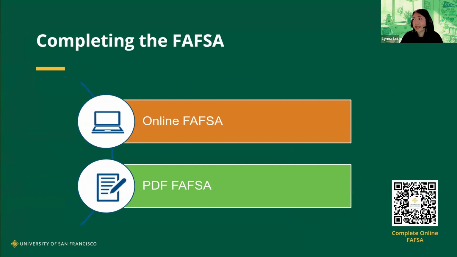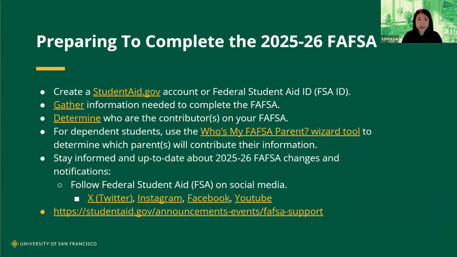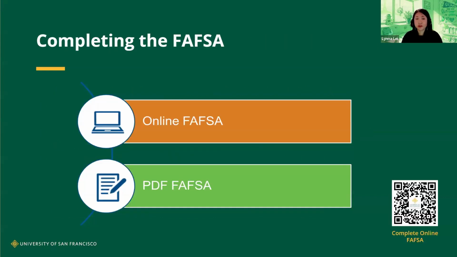So to complete the FAFSA, you have two options. Students can complete their FAFSA online, and then there's also a PDF paper FAFSA that students can submit via the mail. We highly suggest that students use the online version because it is quicker. Once submitted, it takes about 1 to 3 days to process. Whereas the PDF version, if you were to submit it, might take 3 to 4 weeks before it is processed. So mainly it is an alternative for those who cannot use the online version.